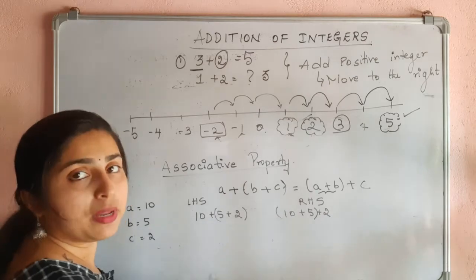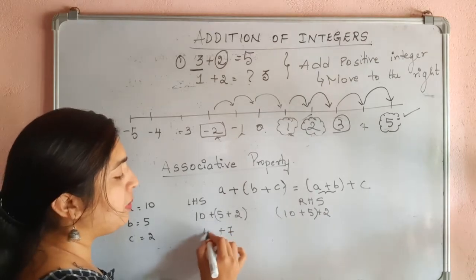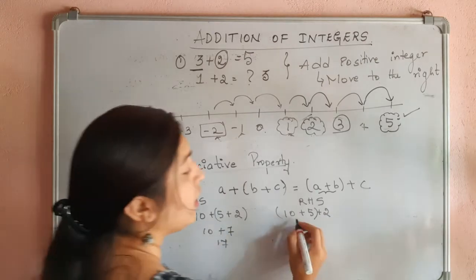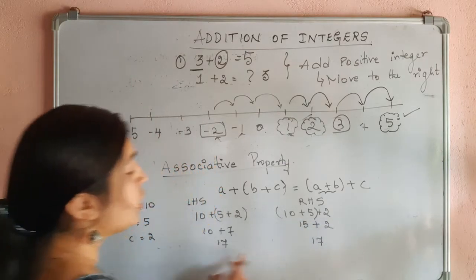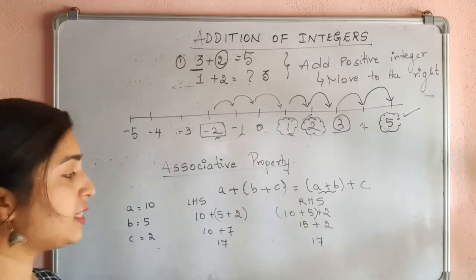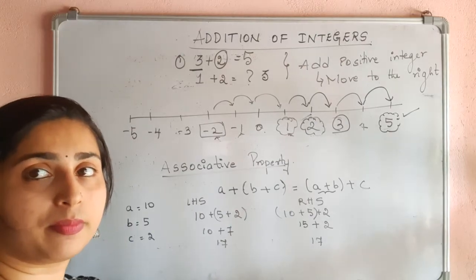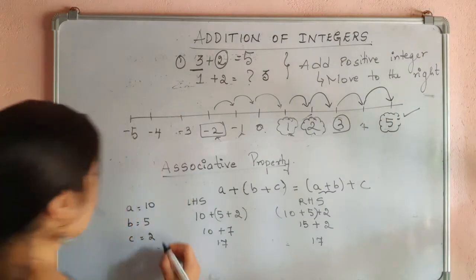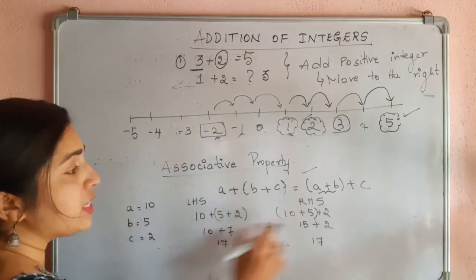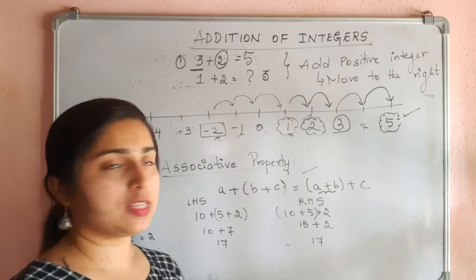So 5 plus 2 is 7, 10 plus 7 is 17. Here 10 plus 5 is 15, 15 plus 2 is 17. So we can say that LHS is equal to RHS. So we have proved this, that is when all the integers are positive integers.